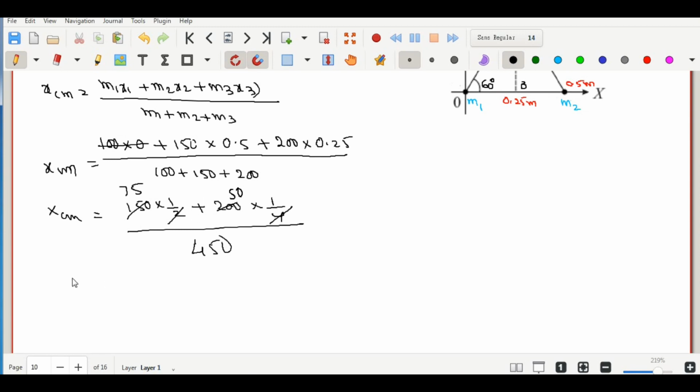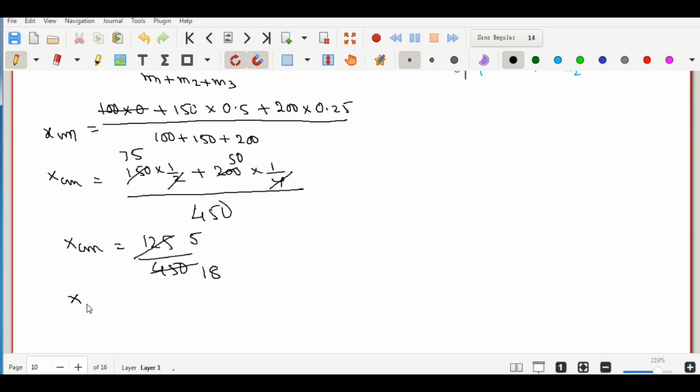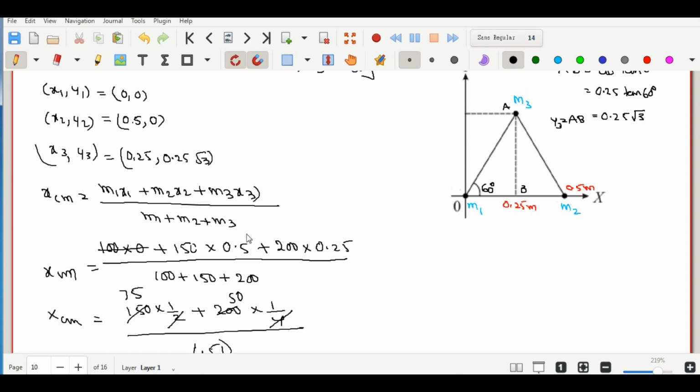75 plus 50 gives 125 in the numerator divided by 450. Now 25 in this number cancels 5 times. This will be 18 times. 450 divided by 25. So xcm is equal to 5 by 18, the center of mass, this is in meters. Then ycm we have to find.